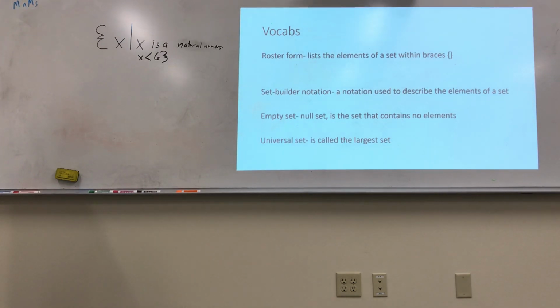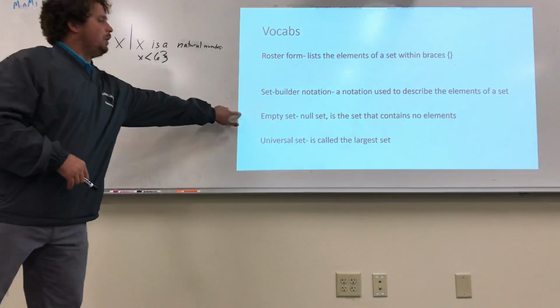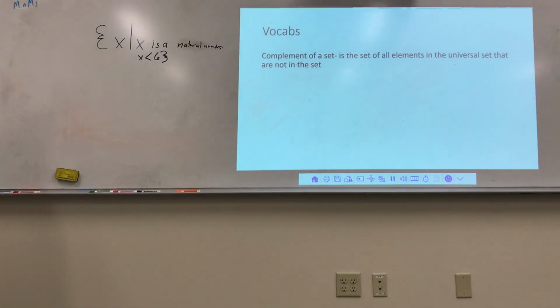Okay, empty set is a null set. It is a set that contains no elements. Universal set is called the largest set. Complement of a set is a set of all the elements in the universal set that are not in that set. So, it would be a set kind of inside of a set.